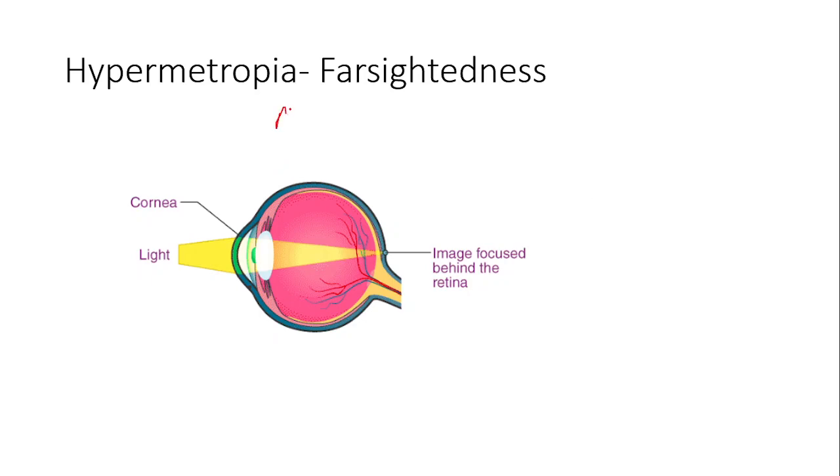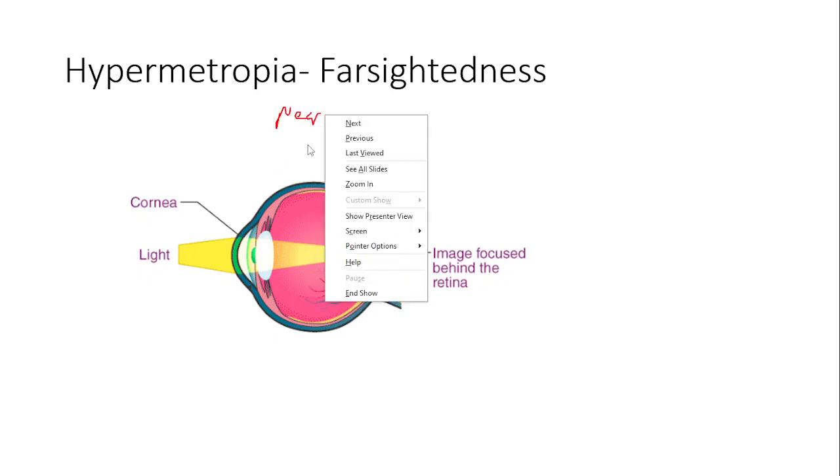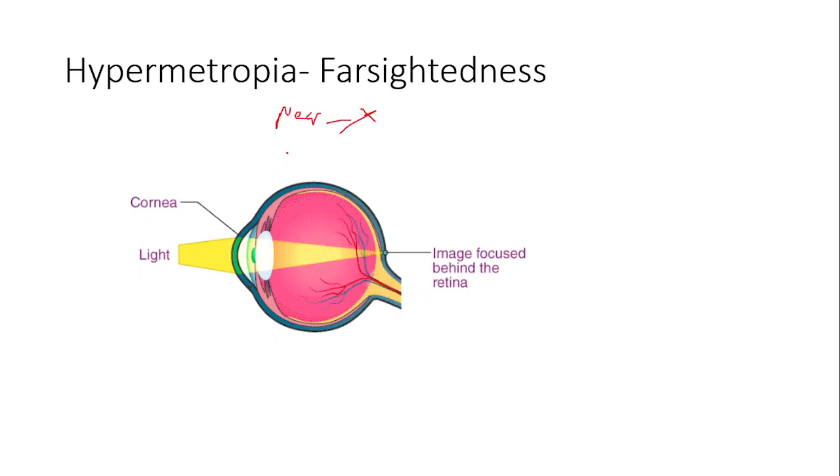Hypermetropia is the opposite of this. Objects nearby cannot be seen. Objects which are far can be seen. Now what happens with this is, when the object falls, the image forms beyond the retina.